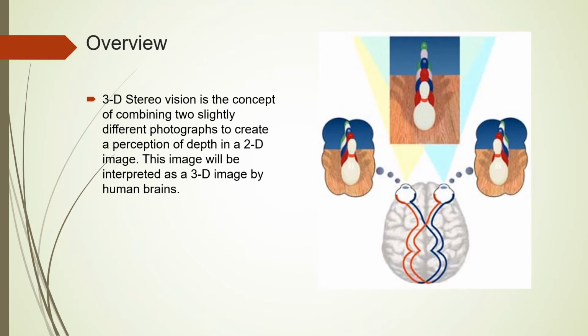What is stereo vision? 3D stereo vision is the concept of combining two slightly different photographs to create a perception of depth in a 2D image. This image will be interpreted as a 3D image by human brains, as we can see in the picture.